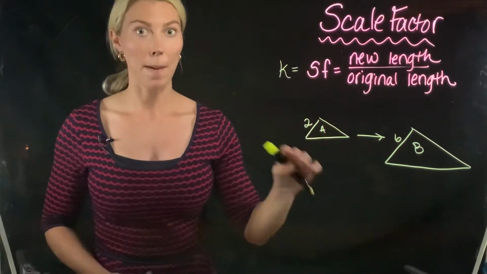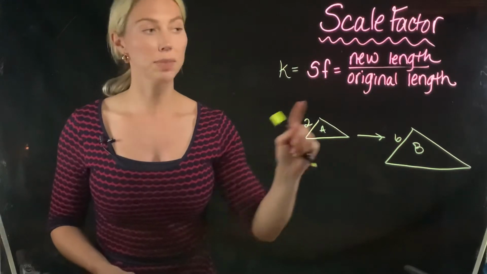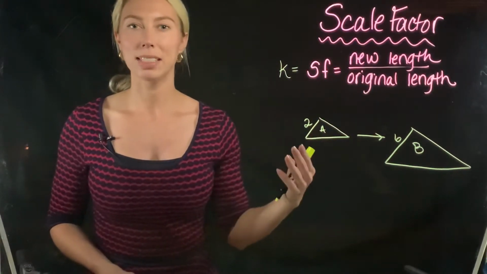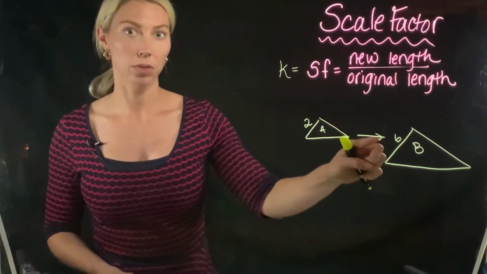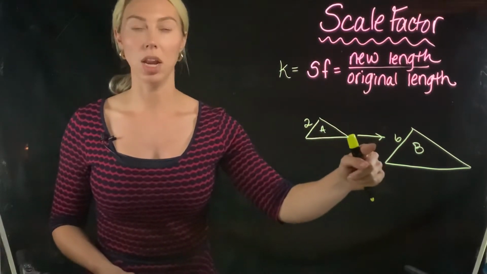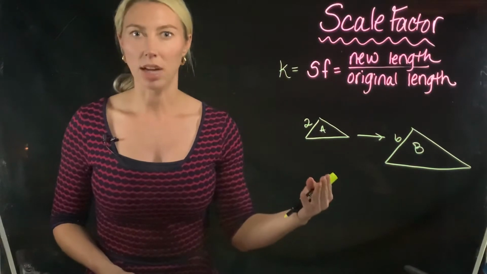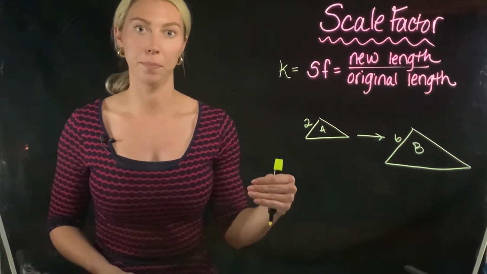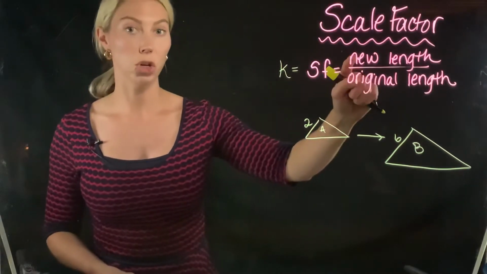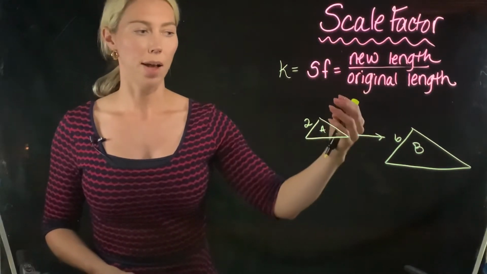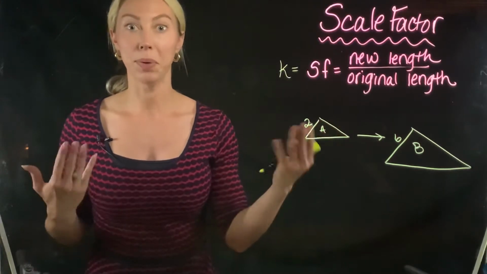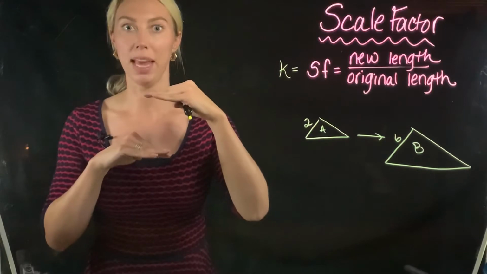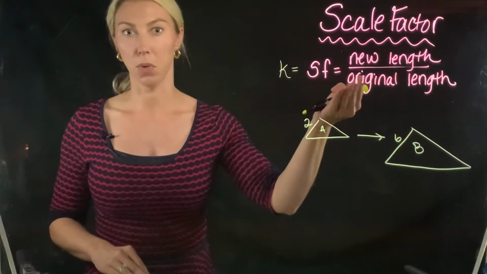And I would find that by reading the directions. The hardest part is determining which one's the new and which one's the original, because sometimes they don't draw an arrow to show you this one became this one. You kind of have to read into the context of the question to figure out which one's the new one and which one's the original one. I like to remember that it's the new over the original by thinking that if you were going to paint a house, you would put the new paint on top of the original paint. That's just how I remember the formula.